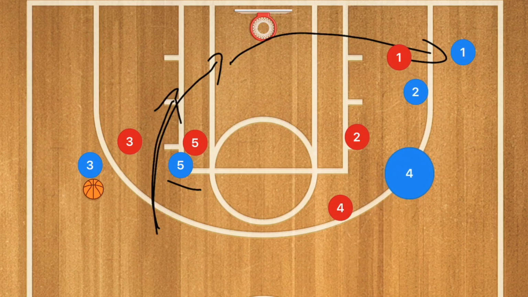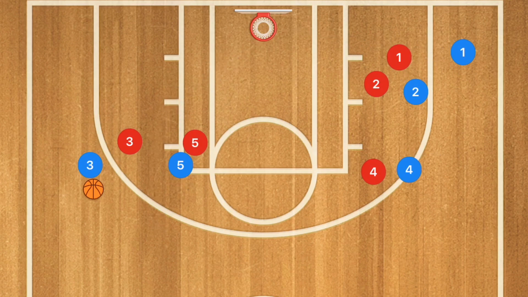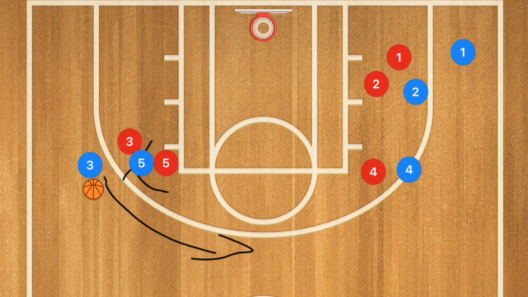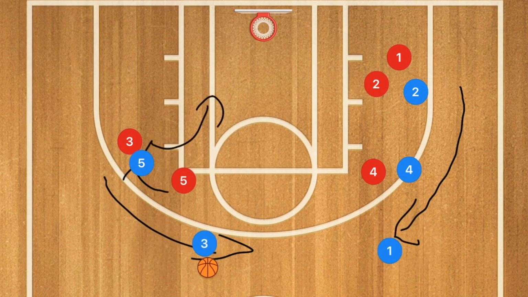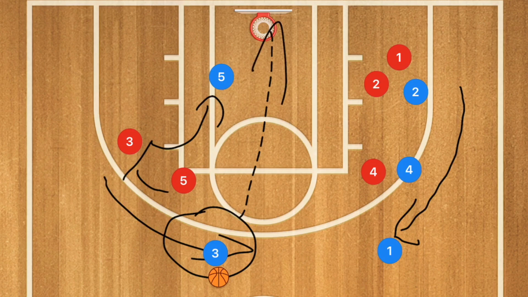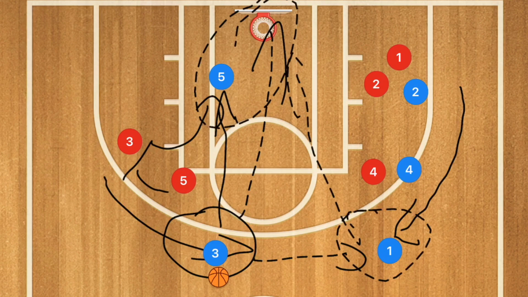And player 2 and 4 are going to set a staggered screen for player 1. At this point in time, player 5 is going to be setting a screen and roll for player 3. Player 3 is going to be using that screen, and player 1 is going to be using the staggered screen on the other side. Basically, what's going to happen here is player 3 is going to now have multiple different options. He could take the shot himself, he could pass to player 5, or he could pass to player 1 for either a layup or a 3-point shot.